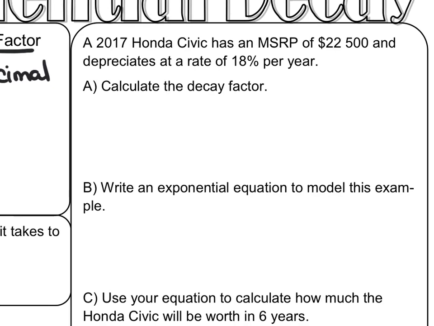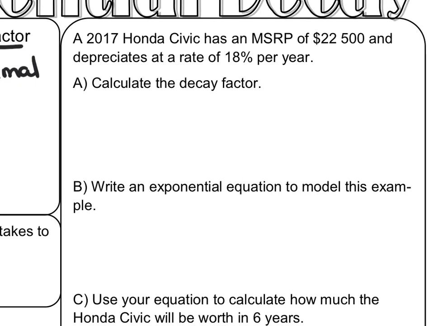It's very much similar to the last example when we did growth. So a 2017 Honda Civic has an MSRP, and I'm going to highlight again our numbers. This is our initial value, which is good to note. And it depreciates at a rate of 18% per year. So we have our 18, our decay rate. So we can change it to our decay factor. Calculate the decay factor is the first thing.